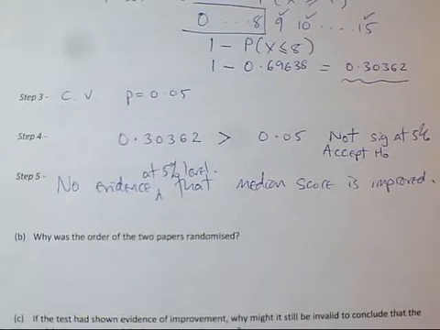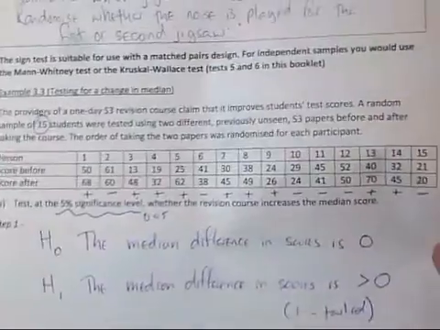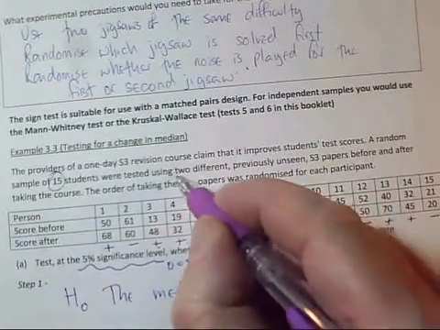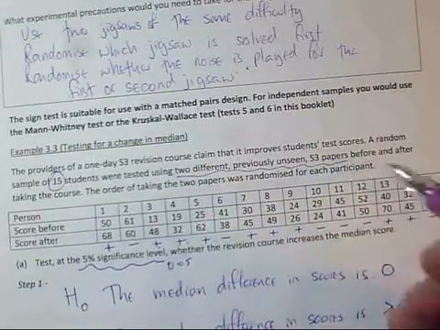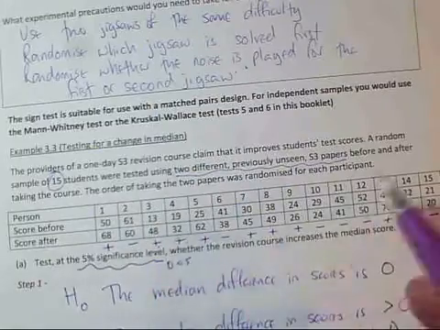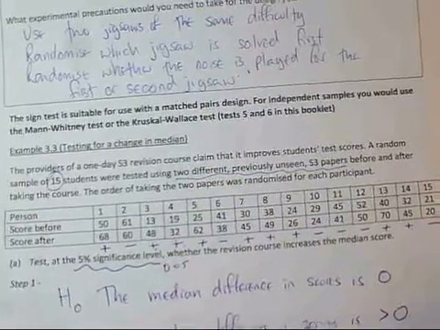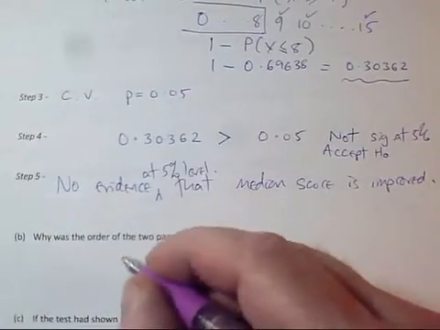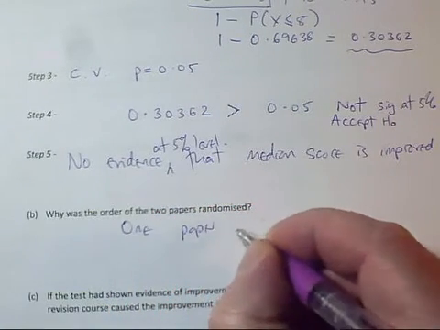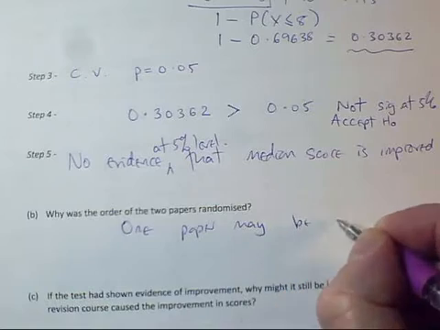Why was the order of the papers randomized? So we need to go back, if we didn't read this properly before. 2 different previously unseen S3 papers were taken before and after the students went on the course, and the order of taking them, it says, was randomized. Why did they do that? Well, if one of the papers had been easier than the other, that would have made the experiment unfair. So one paper may be easier.